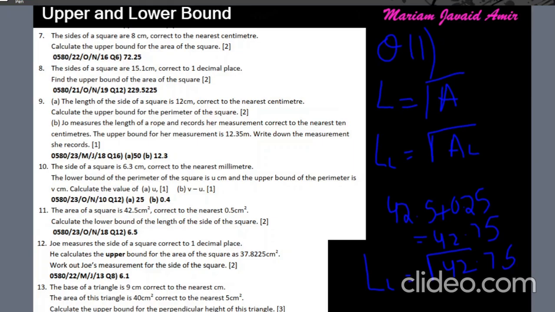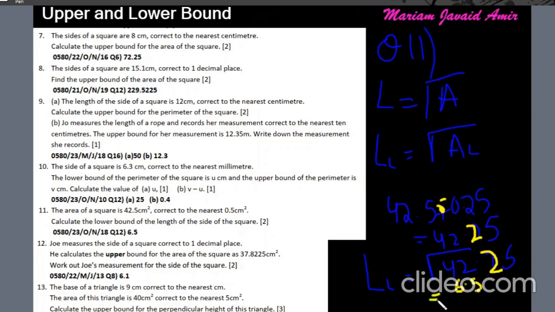Oh, the question said the lower bound length, not the upper bound. Sorry, the lower bound, yes, lower bound length. So this would be minus: 42.5 minus 0.25, 42.25. So this becomes 42.25, the square root of which is 6.5.